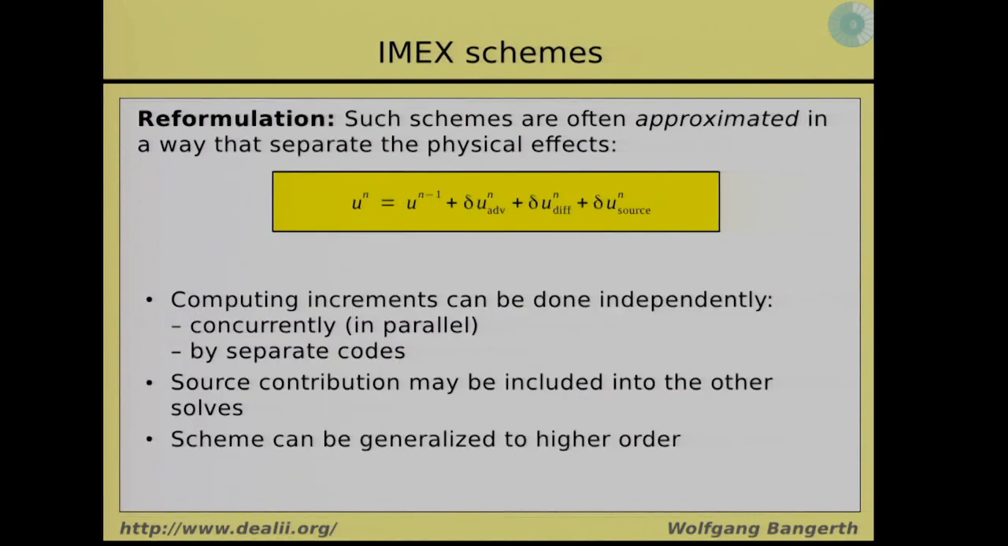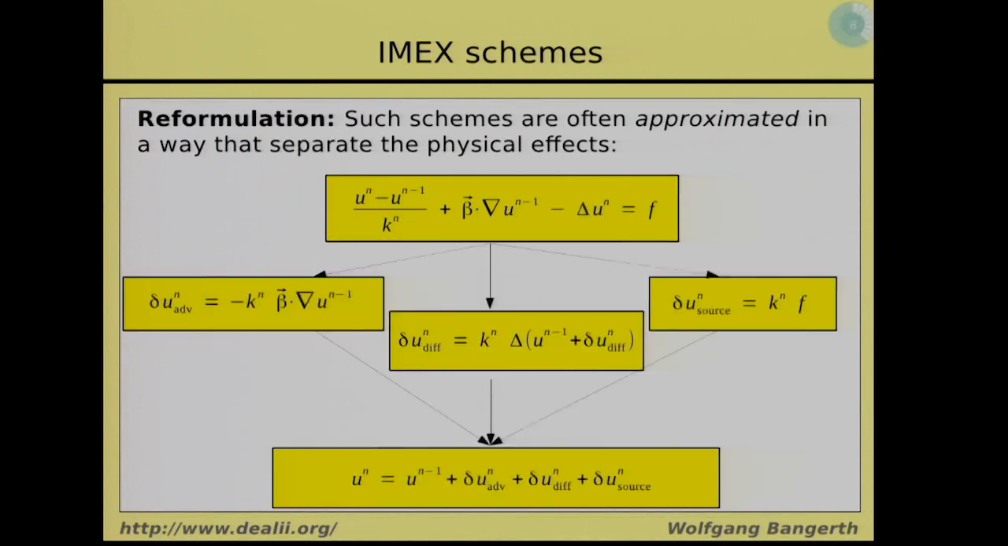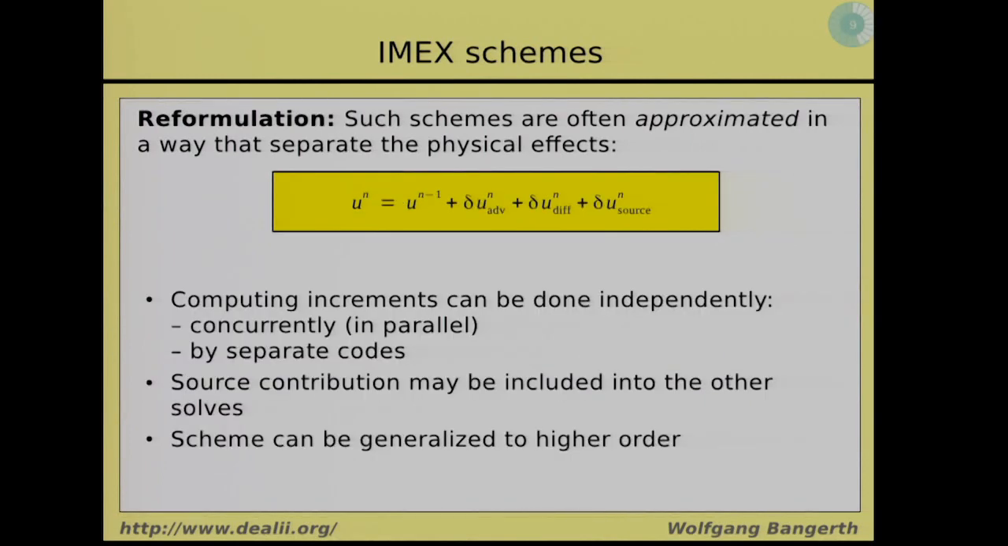It has the advantage that I can run these 3 solves for the advection part, for the diffusion part, and for the right-hand side. They're completely independent of each other, right? If you look at this, delta u^n_advection does not appear in this equation here, nor in the equation over here. And the same is true for delta u^n_source and delta u^n_diffusion. So each one of these equations can be solved at the same time, concurrently, if I want to.